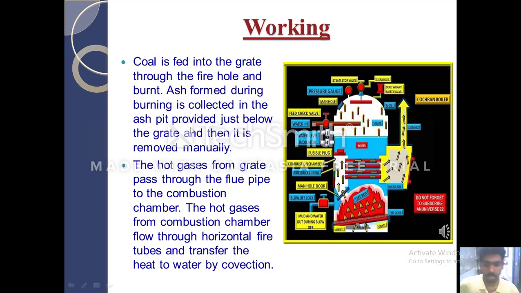Let's look at its working. Coal is fed into the grate through the fire hole and is burned. Ash formed during the burning is collected in the ash pit provided just below the grate. Then it is removed manually. The hot gases from the grate pass through the flue pipe to the combustion chamber. The hot gases from the combustion chamber flow through the horizontal fire tubes and transfer the heat to water by convection.